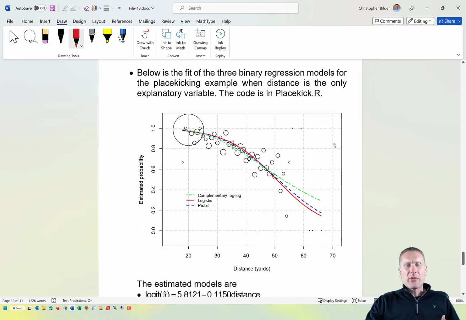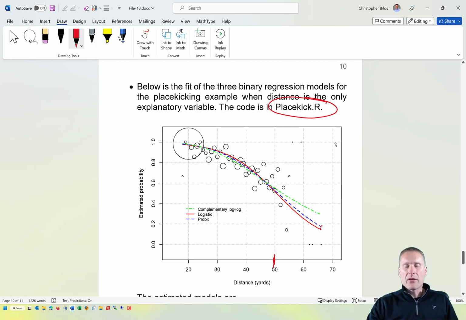Let me give you an example. What happens if you were to estimate both these models? You can see my placekick.r program for the corresponding code here. This is for the model that has just distance in it for the place kicking data set. We can see that from 20 to 50 yards, the models are essentially saying the same thing about the estimated probability of success. There's very little difference among them. Even for larger distances, if you were to compare the logistic to probit, in a practical context for football, they are not really giving much of a difference at all. It really wouldn't be worthwhile to use one or the other.